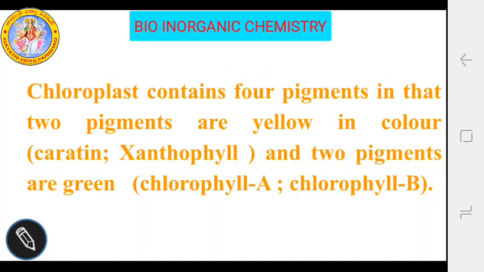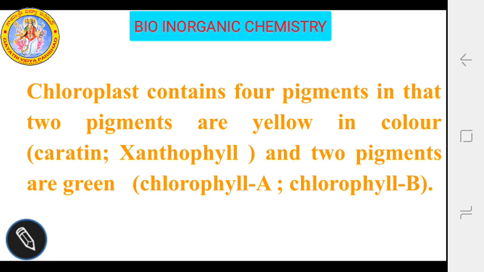Now this chloroplast contains four pigments, not only chlorophyll. In addition to chlorophyll, chloroplast also contains some more pigments. So totally chloroplast contains 4 pigments. In that, 2 pigments are yellow in color. The names of these 2 pigments are carotene and xanthophyll, whereas the other 2 pigments are green, chlorophyll A and chlorophyll B.